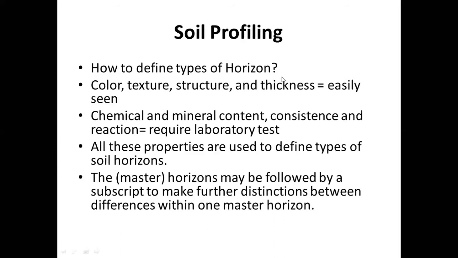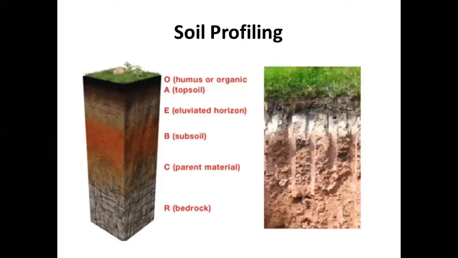Anyway, the master horizon may be followed by a subscript to make further distinction within the same master horizon. I'll be talking about that later. This is an ideal form of a soil profile and its different horizons. We can see that there are many different horizons: this is O, this is A, then E, then B, then C, and finally R. What are their meanings, and why are they called O? Why isn't it N? I'll be talking about that too.